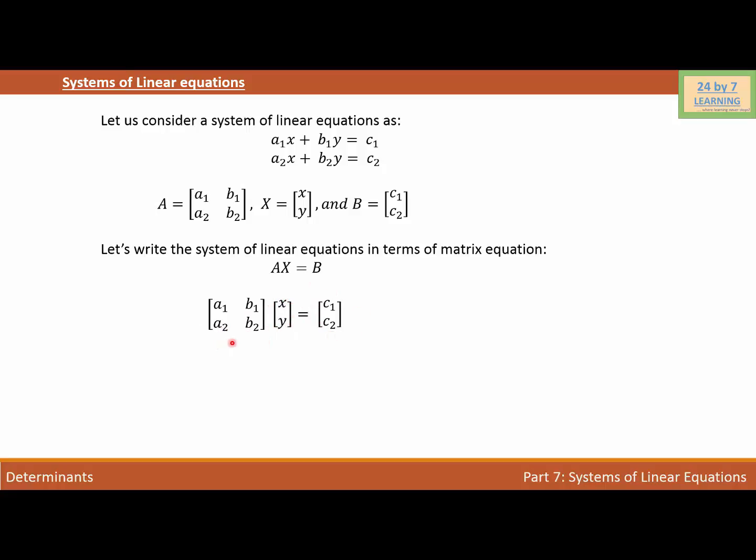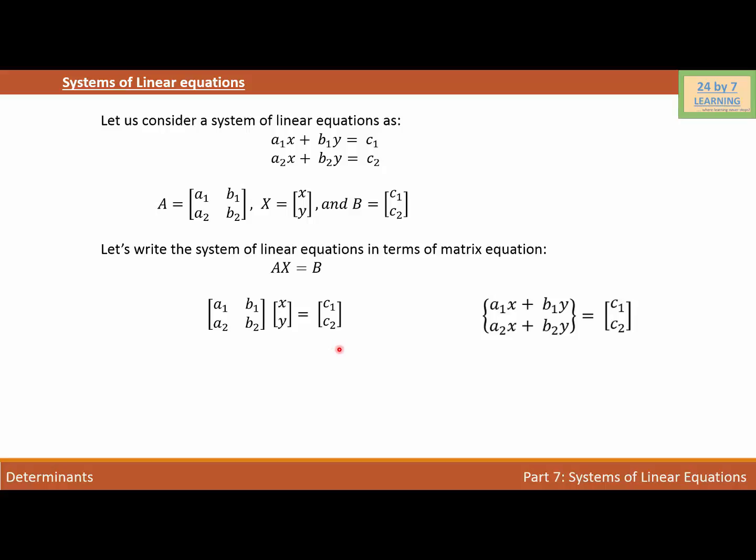If we simplify this expression, we will exactly get the linear equations: A1x plus B1y and then A2x plus B2y, and this is equal to C1, C2. Technically, this is another way to write the system of linear equations altogether. Okay, now let's figure out how we can use this system to solve and find the value of X.